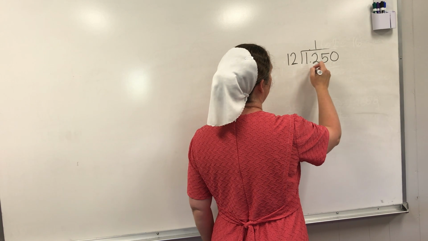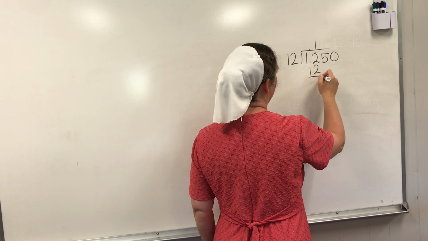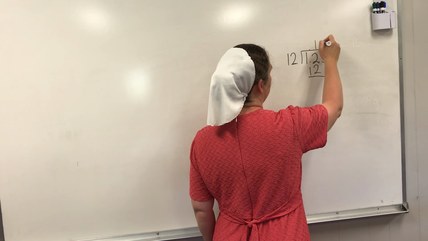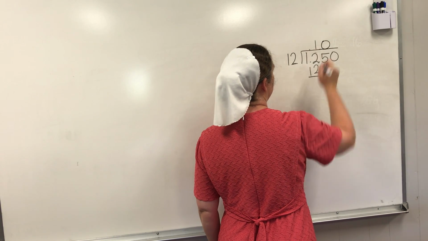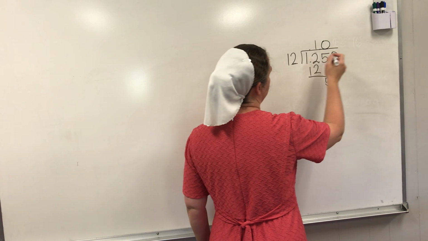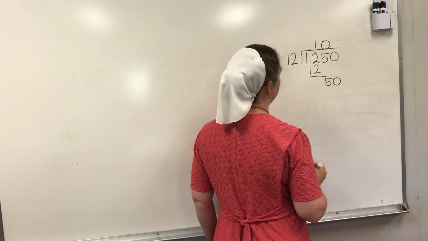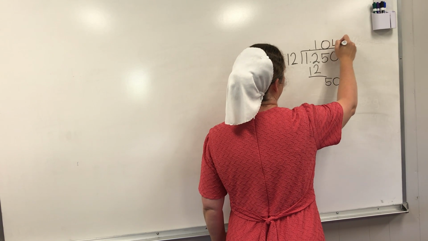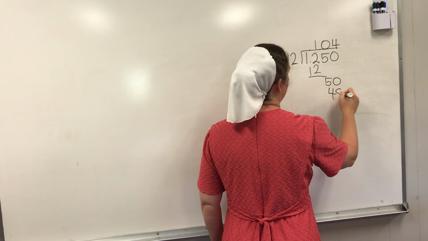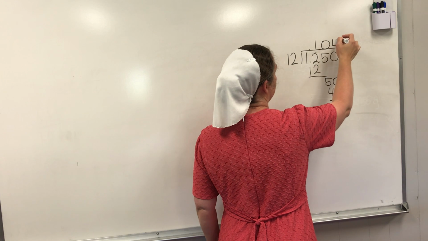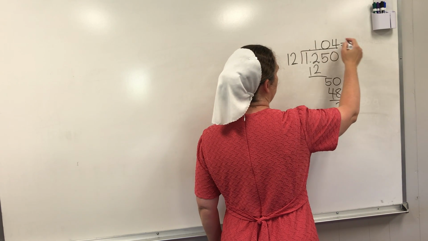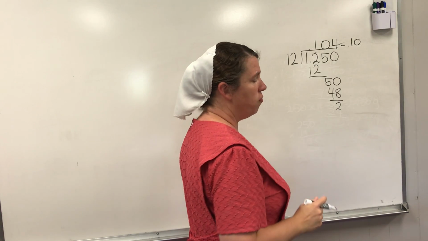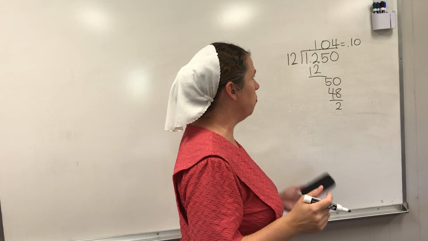12 into 12 is 1 time. Drop your 5 down. 12 can't go into 5, so we need to add a 0. And again, we drop the 0 down. Now we can go 12 into 50 goes 4 times. And now we can round. Okay, so each egg is 10 cents. So if we bought a dozen eggs, each egg would be 10 cents.